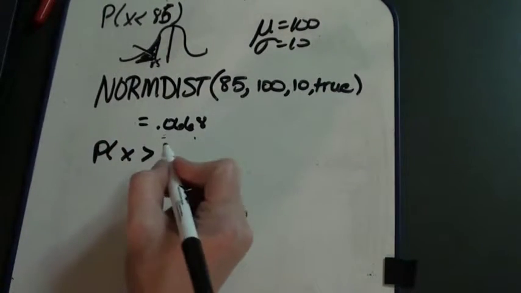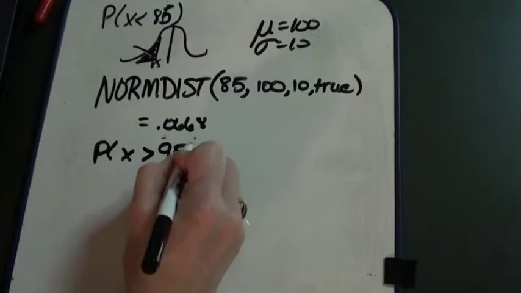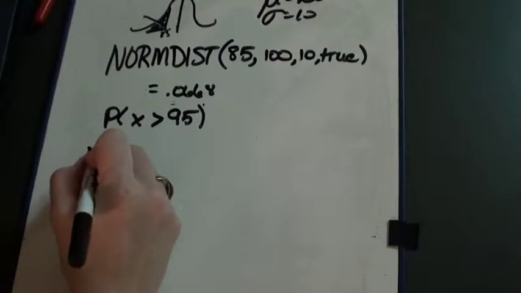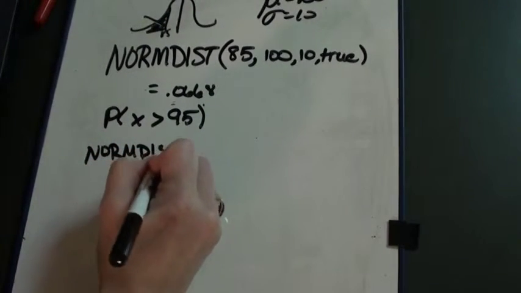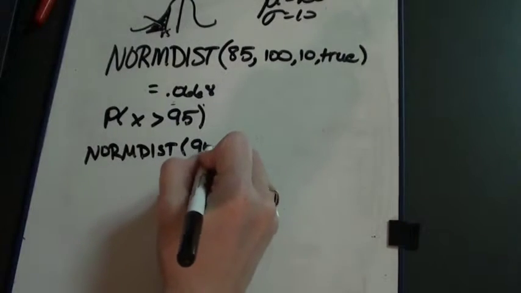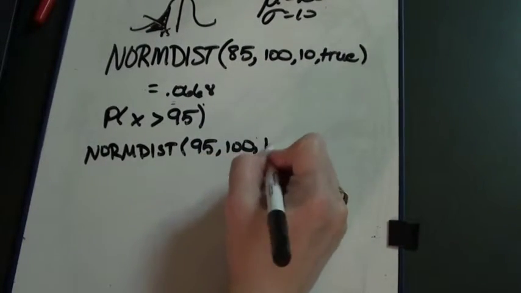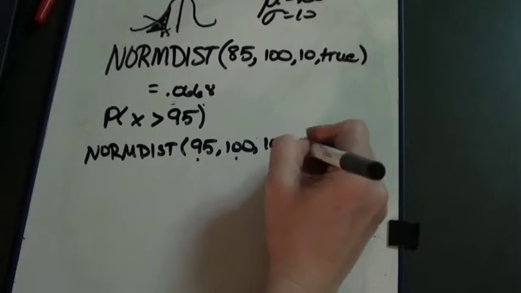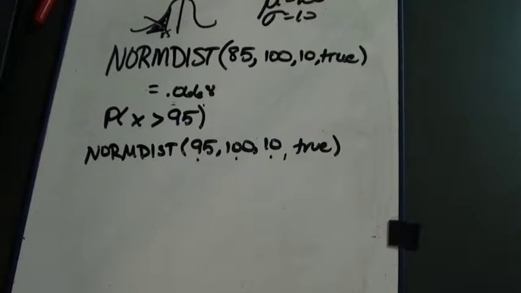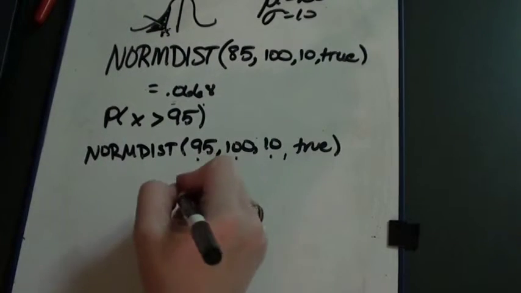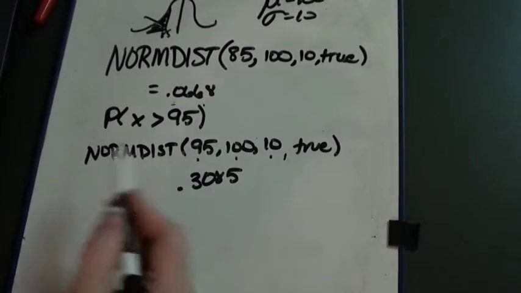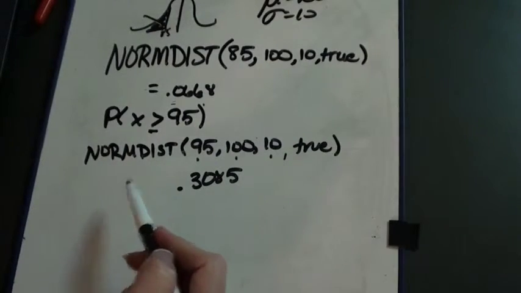Now, if I want to do a greater than one, if I said what's the probability that x is greater than, we'll say 95, okay, works just like the previous problems did. You'll do the normal distribution, and you'll put in the 95, the 100, the 10. So the number you want to convert, the mean, the standard deviation, and true. Okay, so we do that. You get 0.3085.